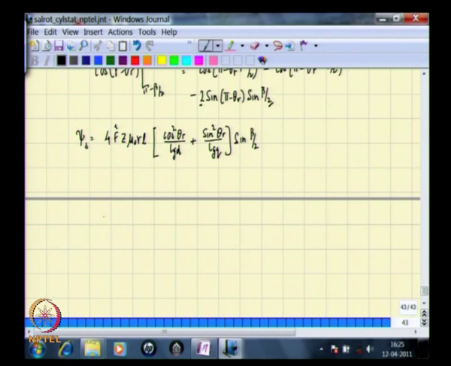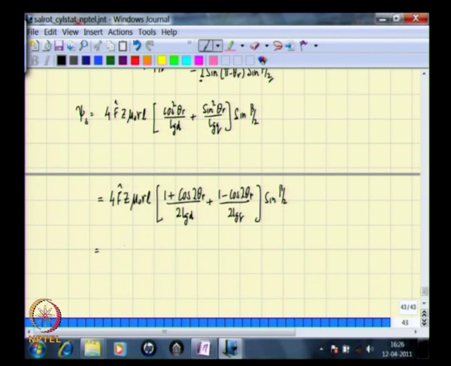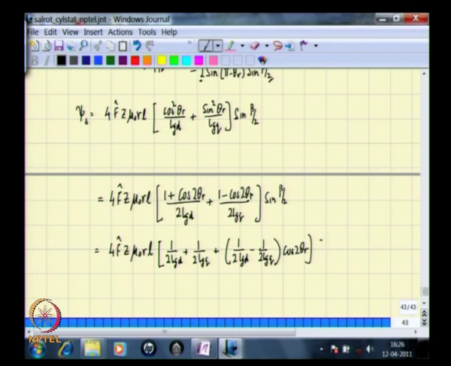Now this can further be simplified as 4 f hat z mu naught r l into 1 plus cos 2 theta r by 2 times L g d plus 1 minus cos 2 theta r by 2 times L g q into sin beta by 2. And we rewrite this as 4 f hat z mu naught r l into 1 by 2 L g d plus 1 by 2 L g q plus 1 by 2 L g d minus 1 by 2 L g q into cos 2 theta r into sin beta by 2.